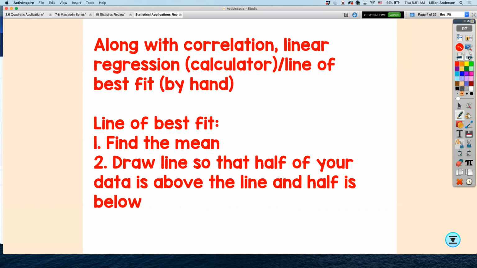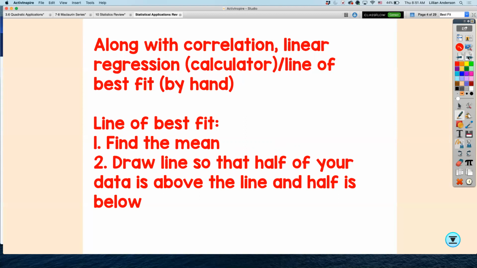Along with correlation, when it's calculated using your calculator, you also find your line of regression, your linear regression. It's also called the line of best fit if you do it by hand, okay? What's the difference between them? Well, there's a big difference. A linear regression is a more exact line that compares your data, versus your line of best fit, which is done by eye.